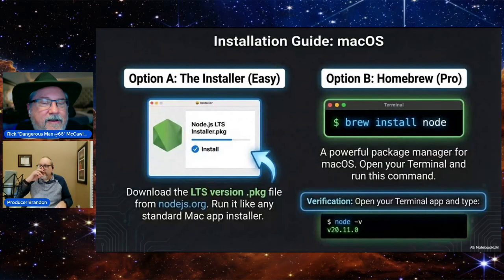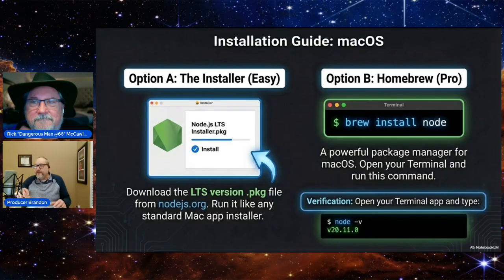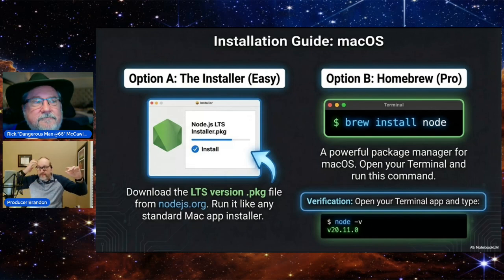Now, in macOS, you've got two options. The installer, so you can download the LTS version. It's a packaged version from nodejs.org. When you go to nodejs.org, it's going to ask you whether you're Windows, PC, or Mac, and you just run it like any other standard Mac installer. If you want to get a little bit into the weeds, you can open your terminal and run the command brew install node, and then type in node -v and it'll tell you the Node version you've installed. So either way, whether you're doing it through nodejs.org or through the command line, bottom line is you've got to have Node installed.